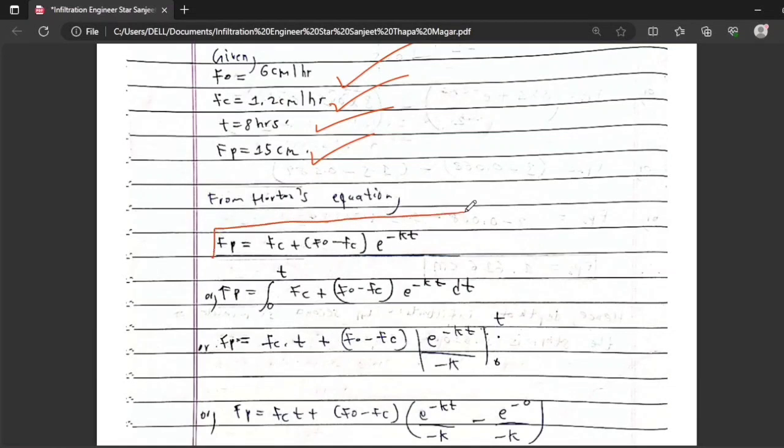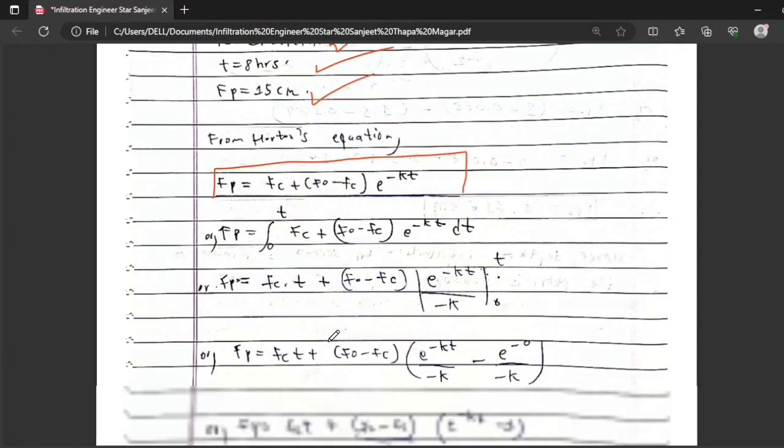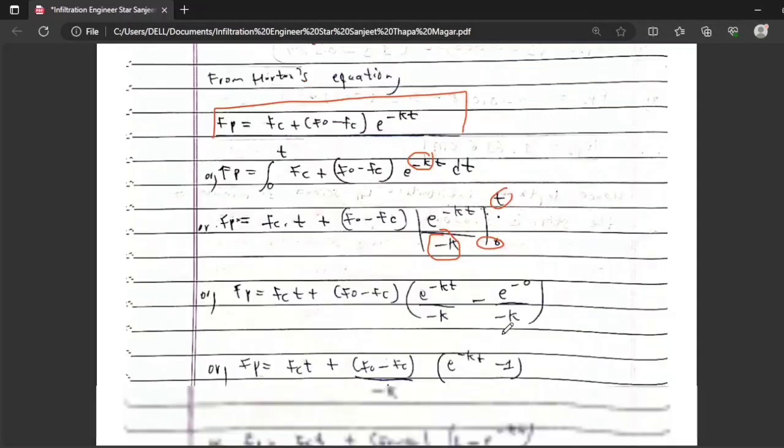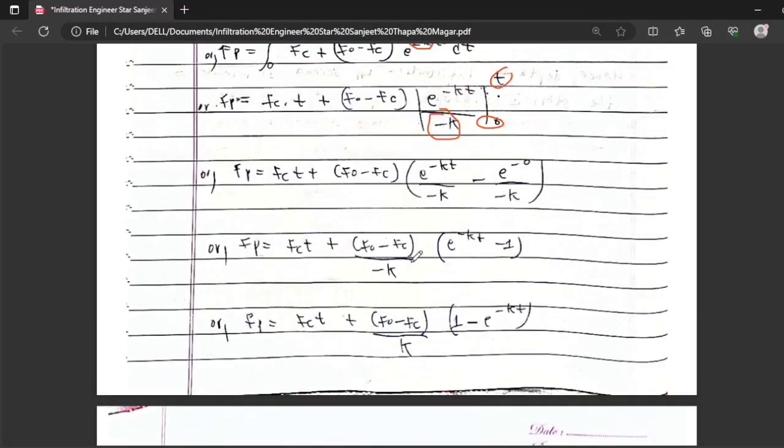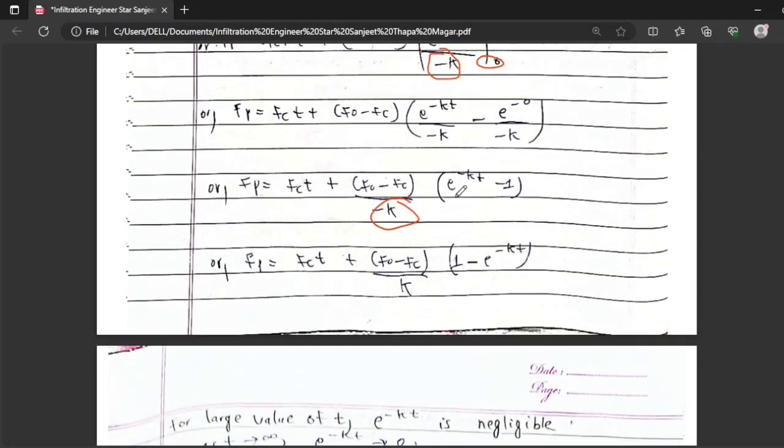So this is the basic formula of Horton's equation. By integrating, it will be from 0 to t of fc plus f naught minus fc e power minus kt dt. Integration of fc is fc into t, and from 0 to t, taking the upper limit it is fc t, and taking the lower limit it is fc into 0, which is 0, so that is not written here. And f naught minus fc e power minus kt upon the coefficient of t, which is minus k, with limit from 0 to t. Putting the upper limit and the lower limit, 0 in place of t, taking minus k common, it will be e power minus kt minus 1. So multiplying the minus, it will be minus e power minus kt, and minus minus, that is plus 1.